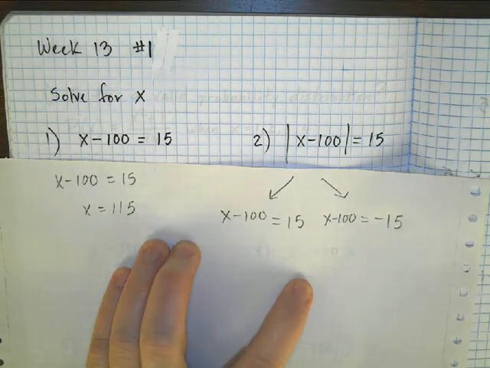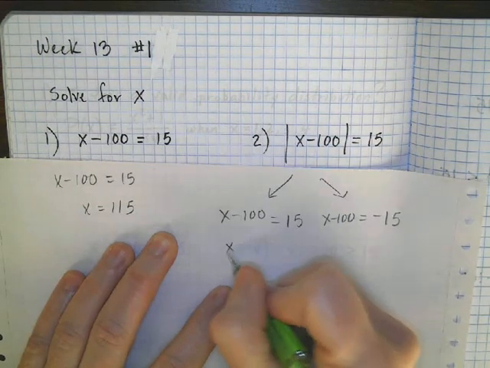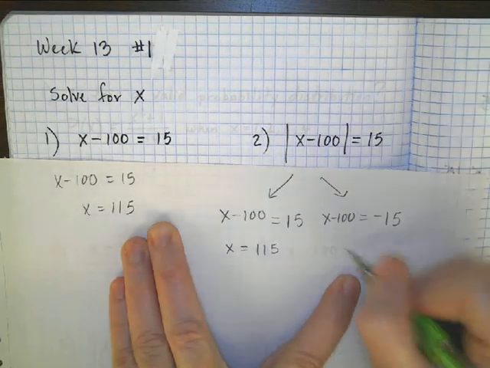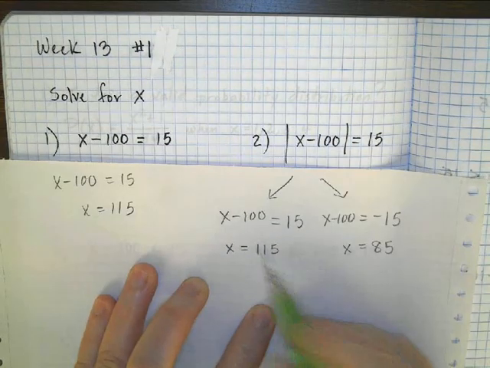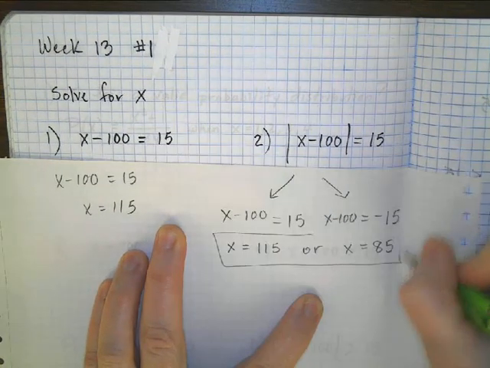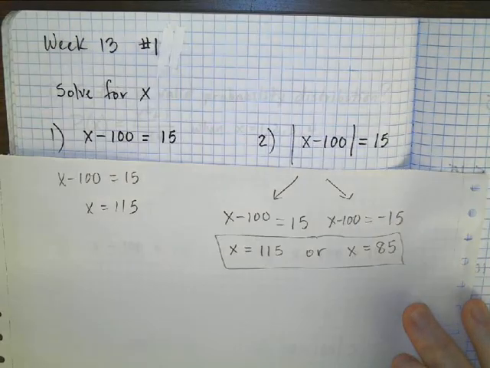So there's actually 2 solutions to this problem. So add 100 to both sides, I get x equals 115. Add 100 to both sides here, and I get x is equal to 85. So it could be this, or it could be that. It could be both of those, all right? Could be this one, or it could be that one. Both of those solutions work.